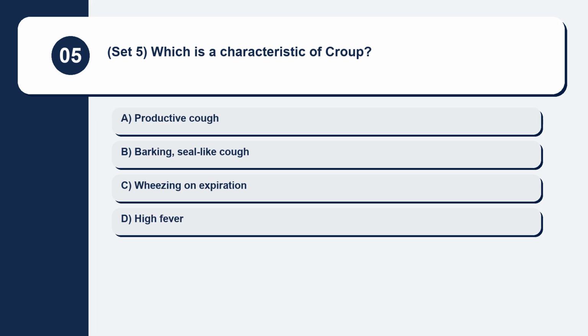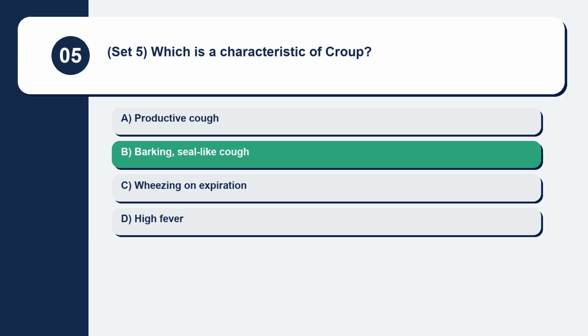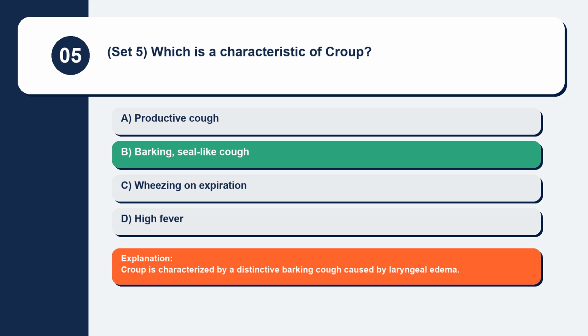Question 5. Set 5. Which is a characteristic of croup? Productive cough, barking seal-like cough, wheezing on expiration, high fever. Croup is characterized by a distinctive barking cough caused by laryngeal edema.